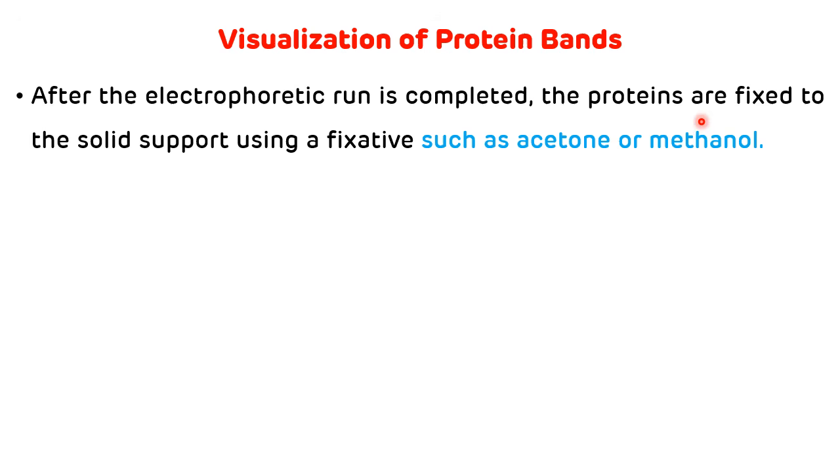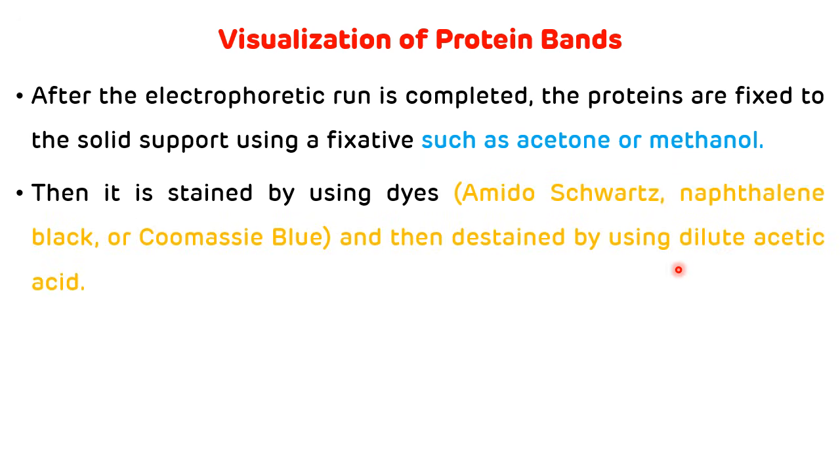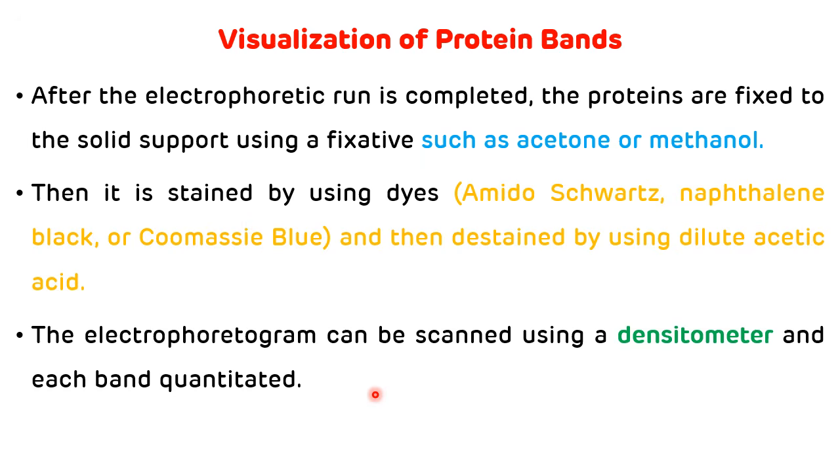Visualization of protein bands. Once the electrophoretic run is over, the proteins are fixed to the solid support using fixatives like acetone or methanol. Then they are stained using various dyes like amido black, naphthalene blue black or Coomassie blue, and then they are de-stained using dilute acetic acid. The electrophoretogram can be scanned using a densitometer and each band quantified.